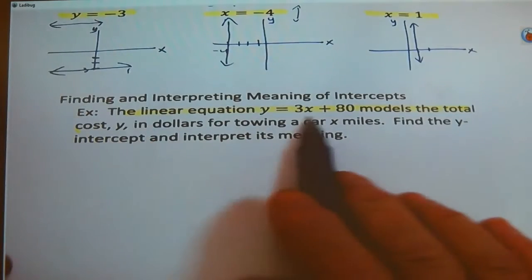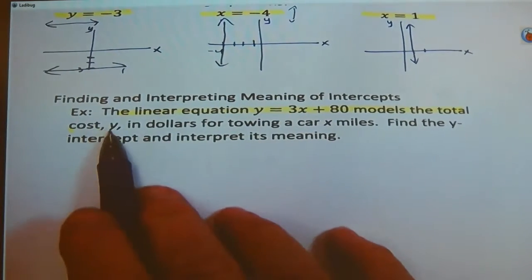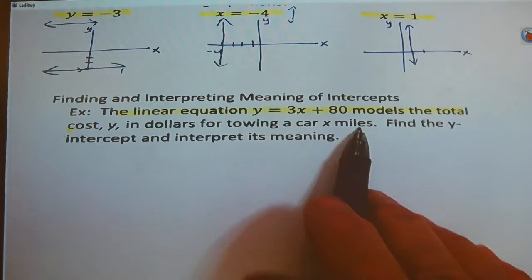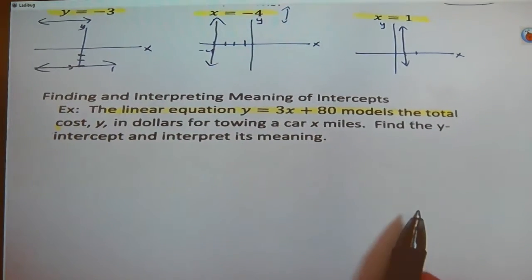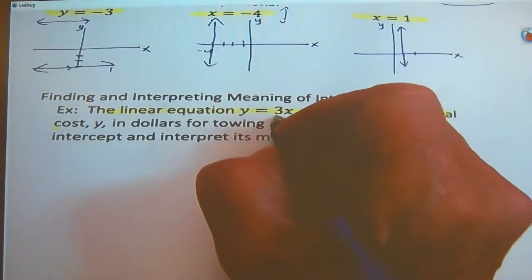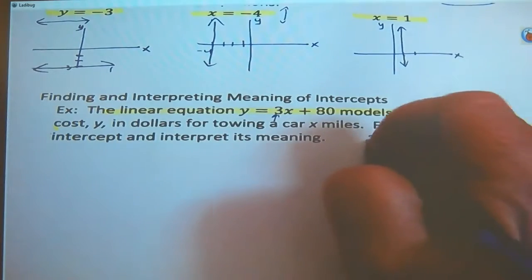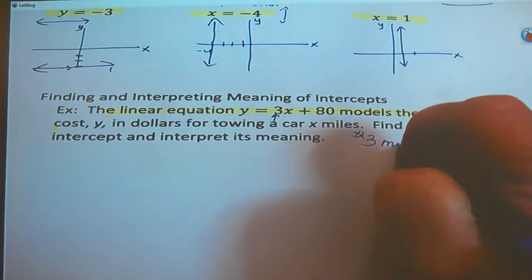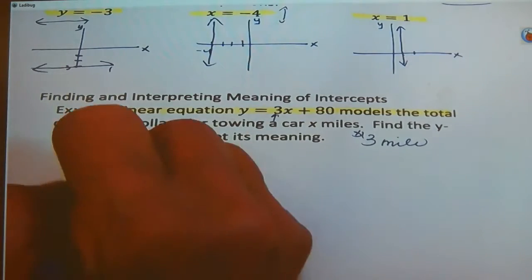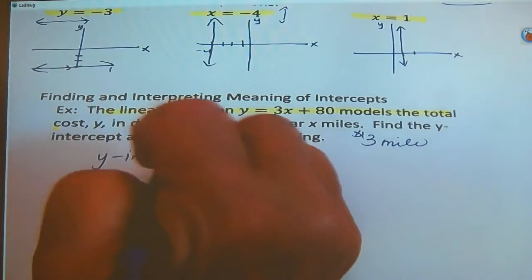This is an equation that models the total cost y in dollars for towing a car x miles. So how much do you think it costs per mile? Okay, that would be the 3. So it's $3 per mile, right? And what is the y-intercept now? It says to find the y-intercept.